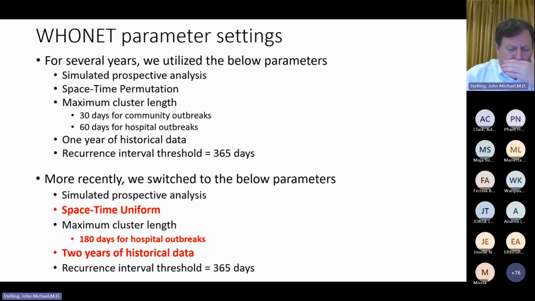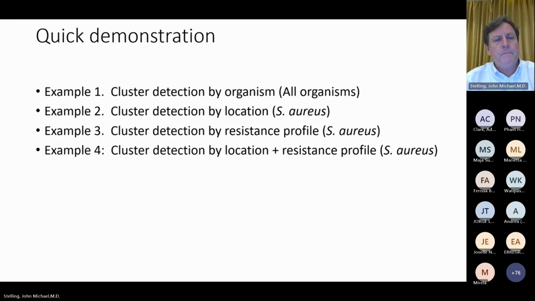We also switched from using 1 year of historical data to 2 years. For an organism like E. coli and Staph aureus and Klebsiella, it probably does not really matter very much. But for infrequent organisms, 2 years of data obviously gives the statistical software more to work with and to evaluate statistical significance. And for publications, we still use a threshold of 365.